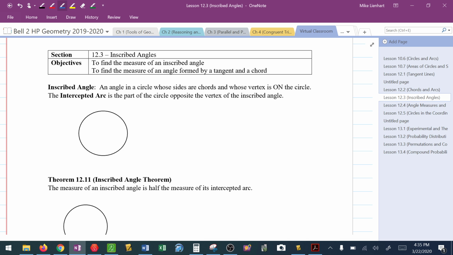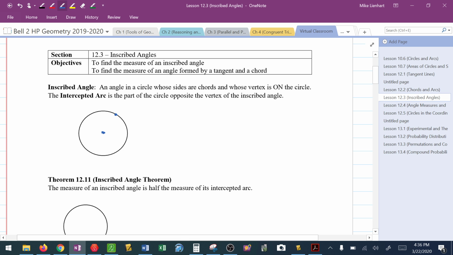The way that I always like to think of an inscribed angle is think about that central angle. Remember, a central angle means that the vertex is at the center. And one thing that we learned about a central angle is it's equal to its intercepted arc. Now, I want you to take that vertex off the center and try to stretch it all the way back to the other side of the circle.